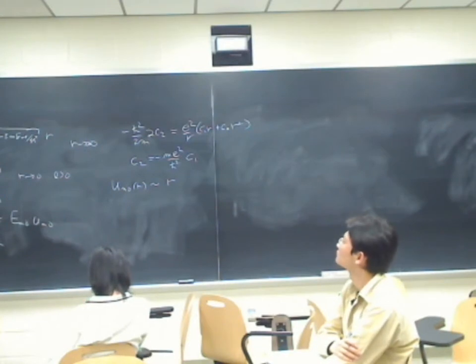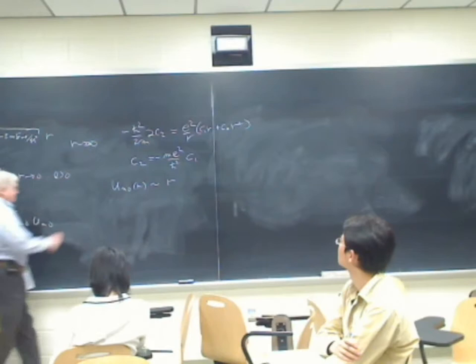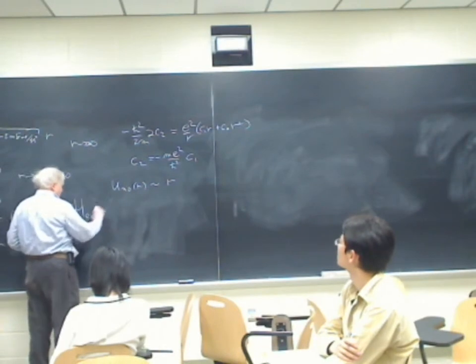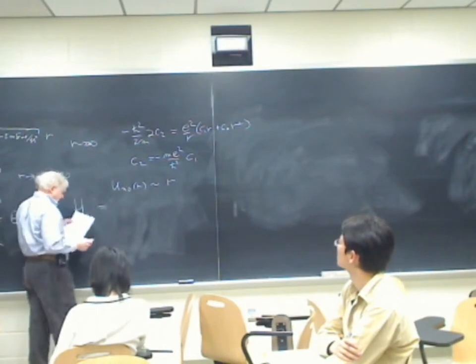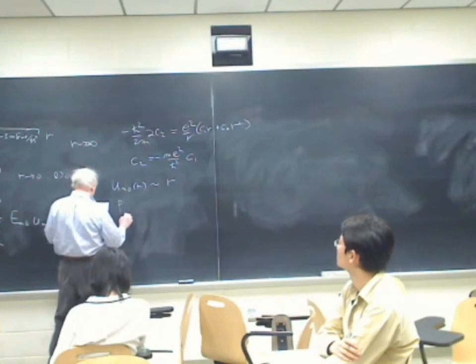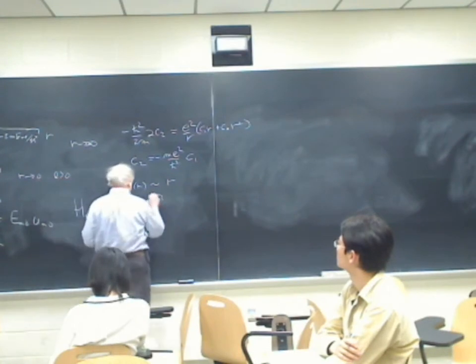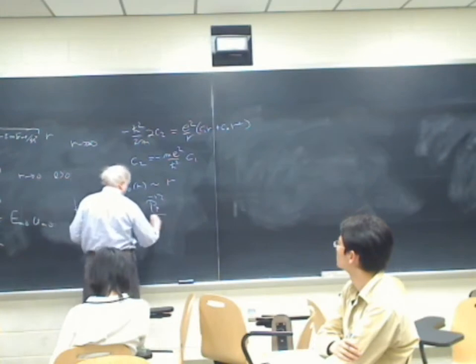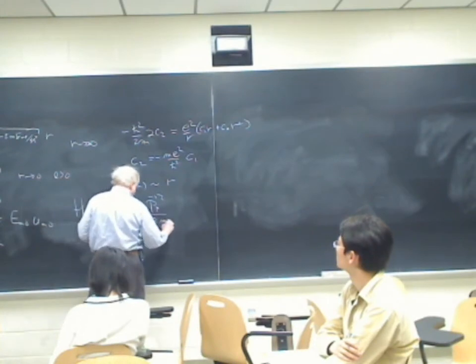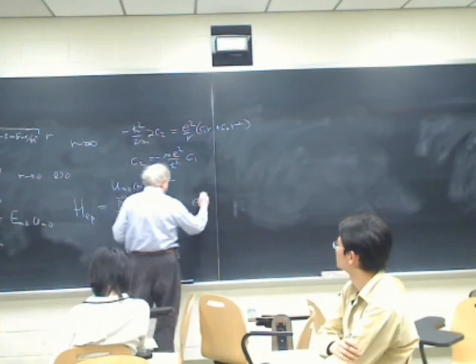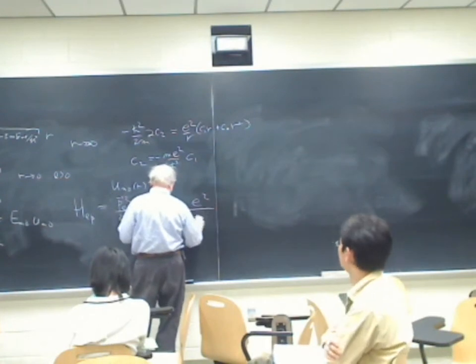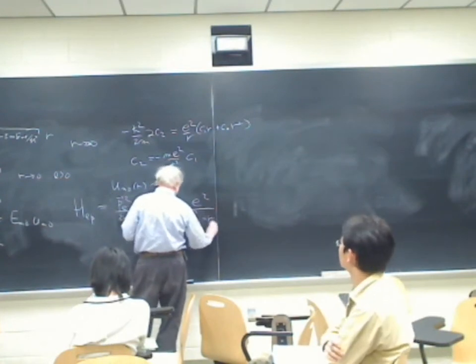All right, let me remind you though, this is something that is often skipped in these analyses, and I think it's a little bit too bad. The Hamiltonian for the electron proton system is p electron squared over 2 mass electron plus p proton squared over 2 mass of proton, and then minus e squared over the magnitude of r_e minus r_p.